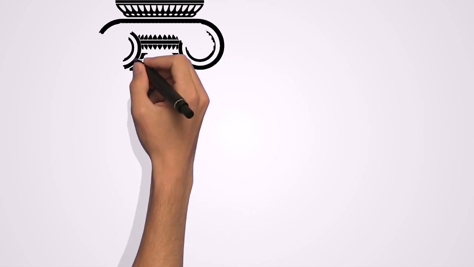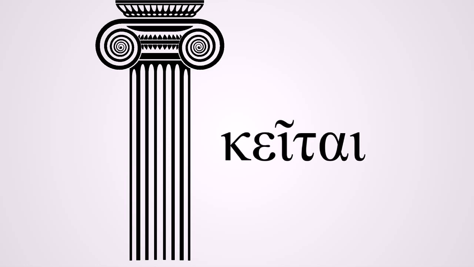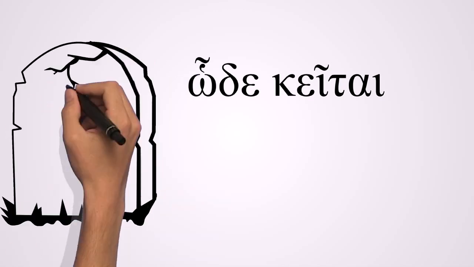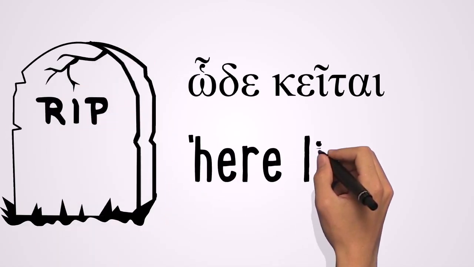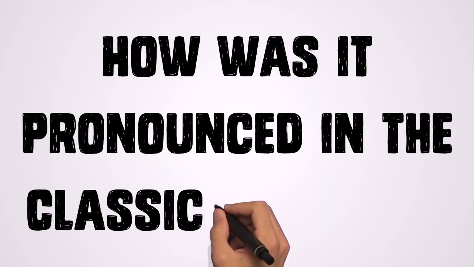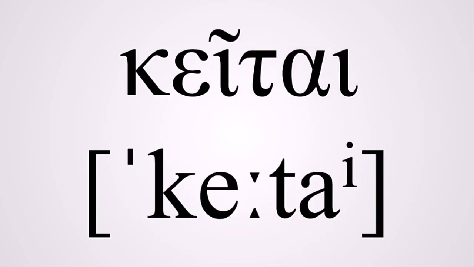Now, let's get back to the Greeks. Let's look at the word κεῖται. What does it mean? It's found often in the phrase ἐνθάδε κεῖται, found in inscriptions on tombstones and graves, and it means here lies. So it means lies, or to be found, is found. How is it pronounced in classical Greek? We know that in classical Greek it was pronounced as keitai.